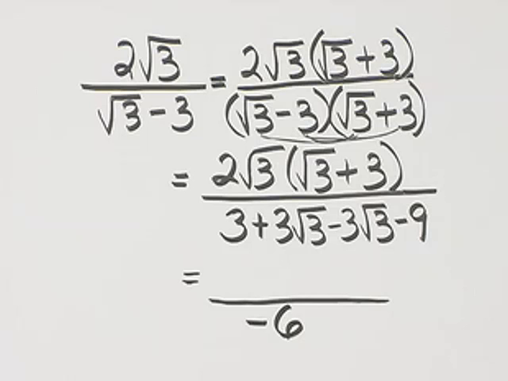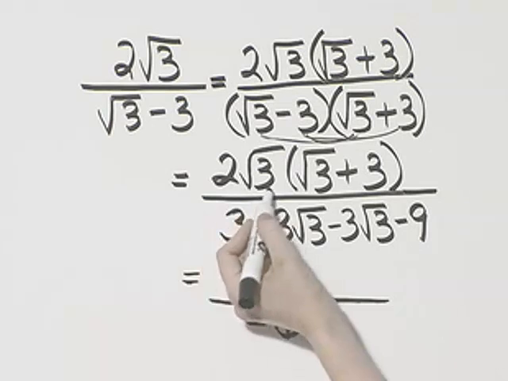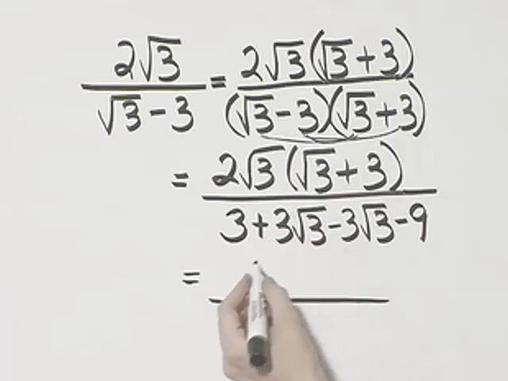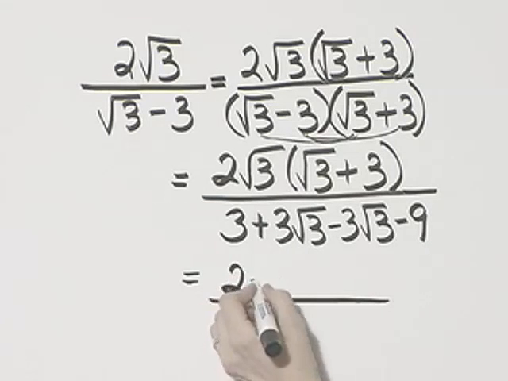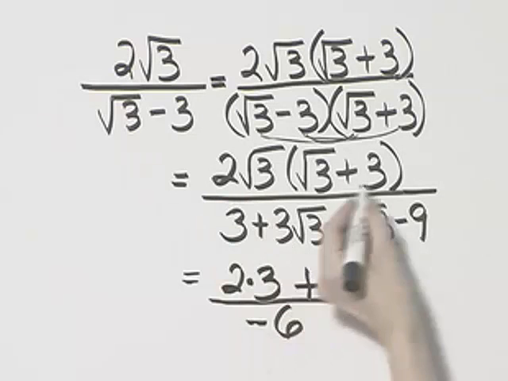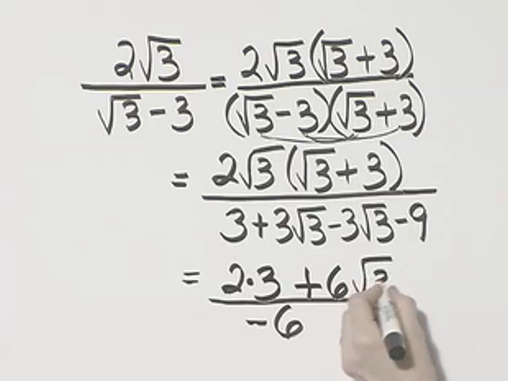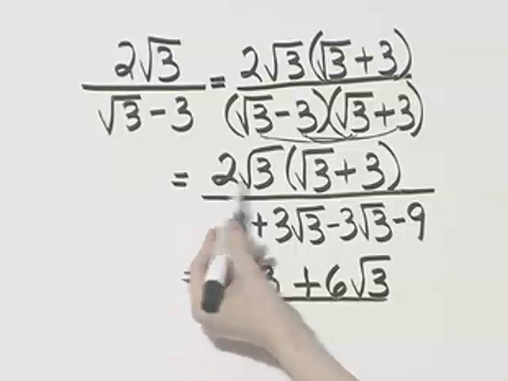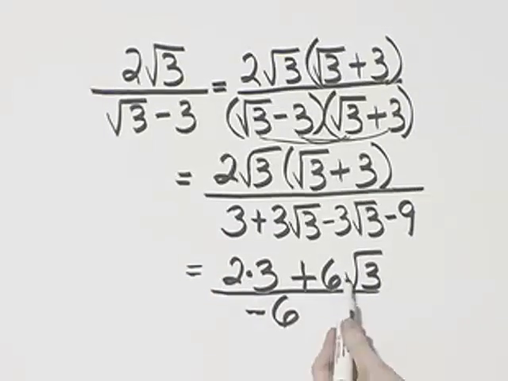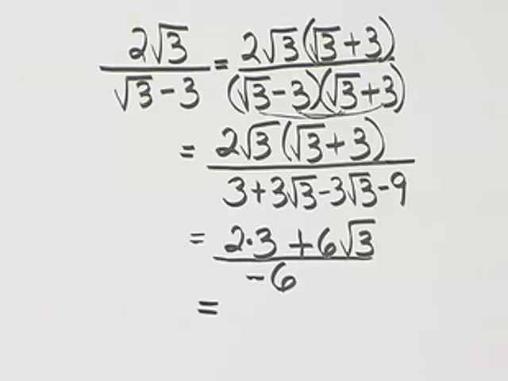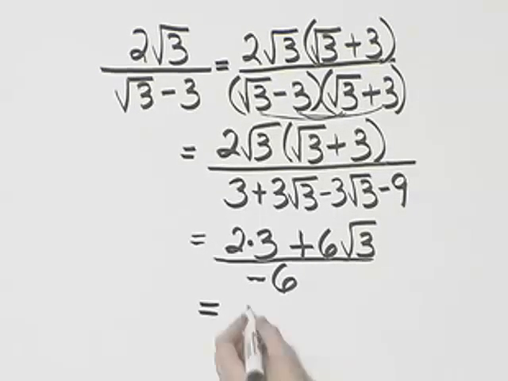Let's go ahead and multiply in the numerator and see what we have. We'll have 2 square root of 3 times square root of 3. Well, 2 square root of 3 times square root of 3, that is 2 times 3, or 6, plus 2 times 3 is 6 square root of 3. Notice what happens. This is 6, this is 6, so we do have a common factor of 6 in the two terms in the numerator, and I will factor those out.